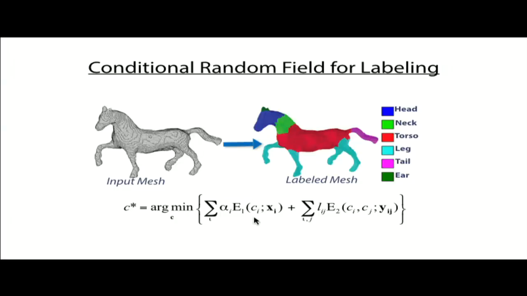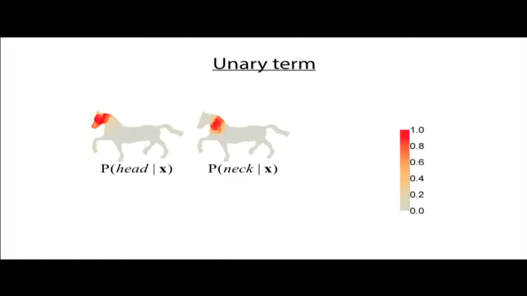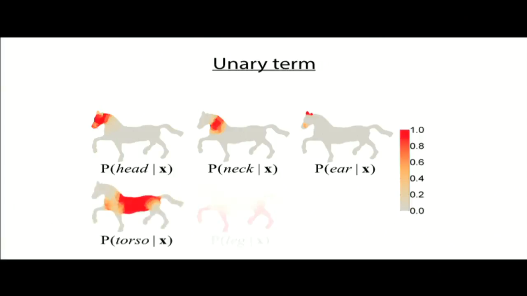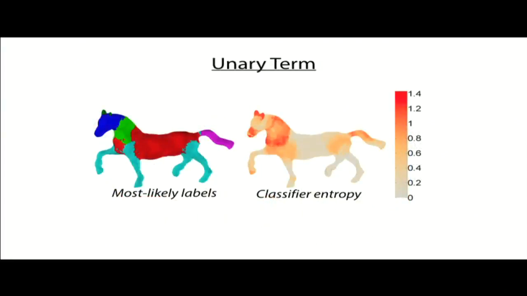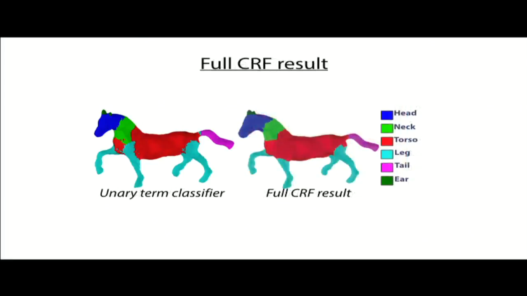Each of these elements is learned. In this paper, we used a random forest, but now, in subsequent work, we've replaced it all with neural networks. The unary terms give us these individual likelihoods for the different parts. So this is the probability, the red parts here are likely to be head, and these are not likely to be head, and so on. And so if we just classify each face by the most likely part, we get a reasonably good segmentation. We can clean that up with the CRF term.